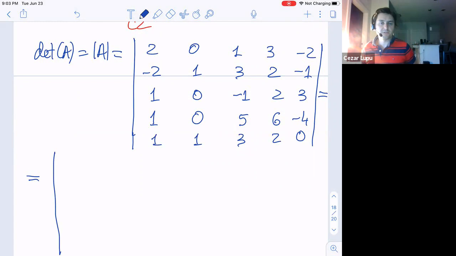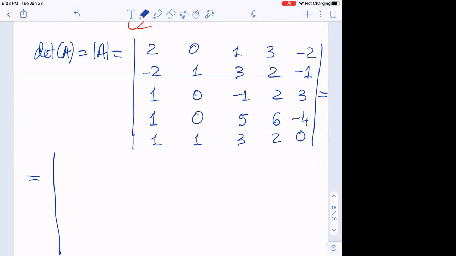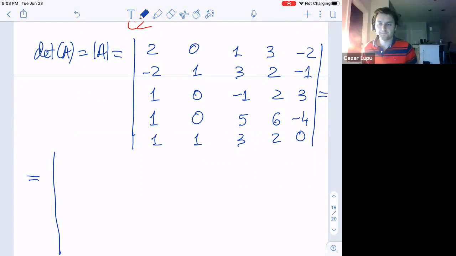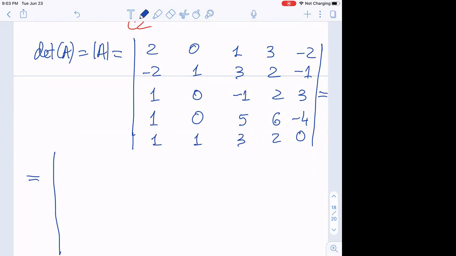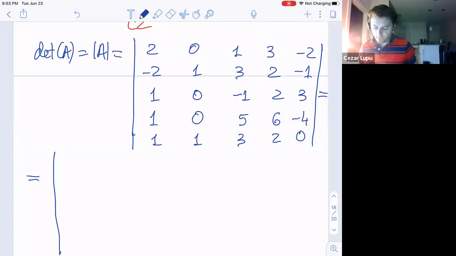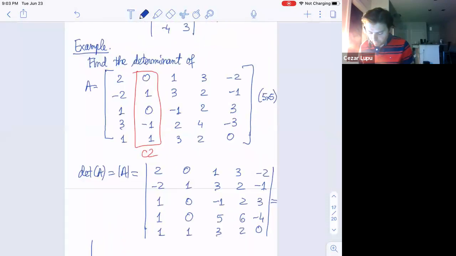Maybe I want to create more zeros. So what else can I do so that I have more zeros? Multiply row 2 by -1, and then add it to the fifth row, okay? So we're gonna have the following.